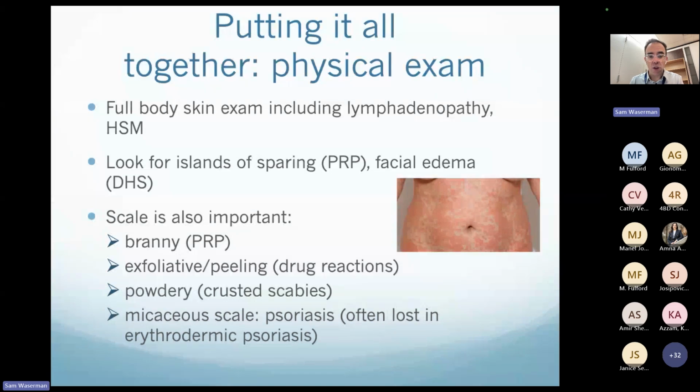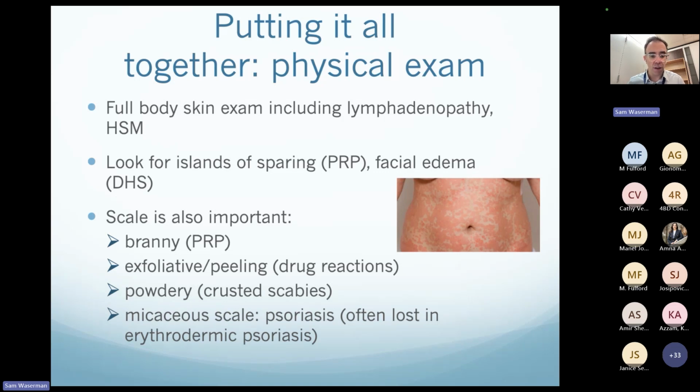Full body skin examination. So on physical exam, full body skin examination, including lymphadenopathy, and checking for hepatosplenomegaly. With PRP, another thing that we see as well, which is not exclusive to PRP, but we see these sort of islands of sparing. And look for facial edema, which is seen in drug hypersensitivity syndrome. Try to pay attention to the scale if you can. So if it's exfoliative, like an exfoliative dermatitis or peeling, think of drug reactions.